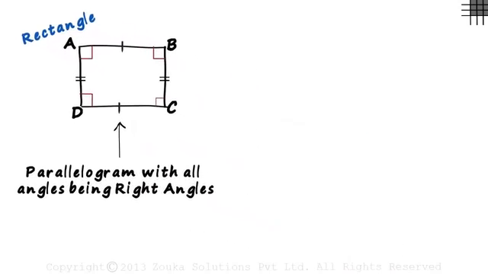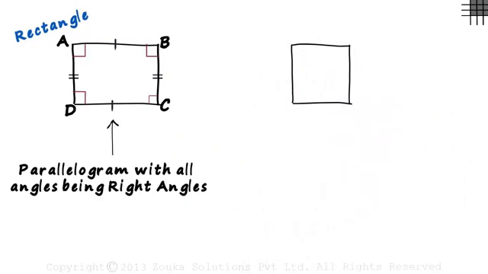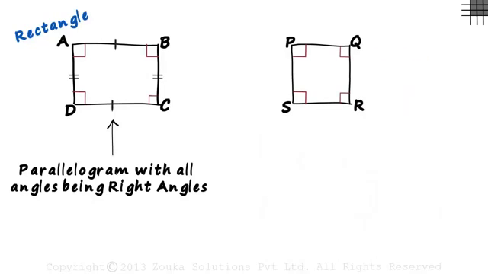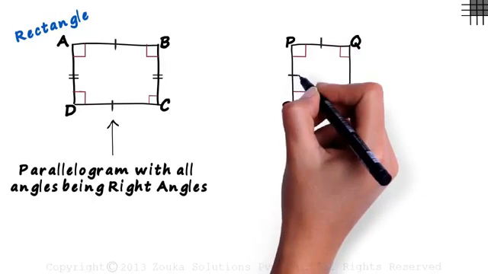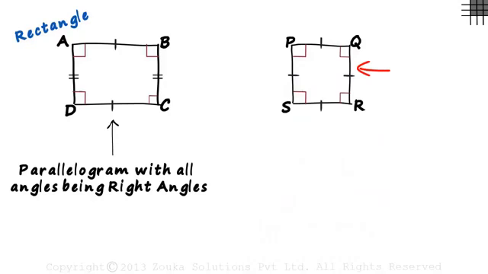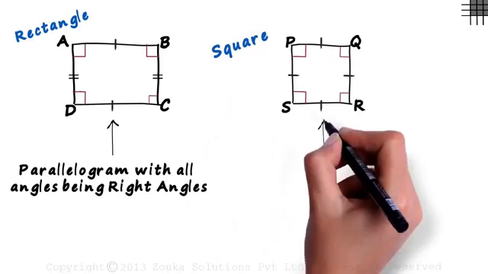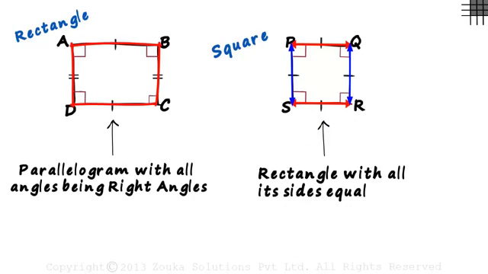Now it gets even more interesting. This quadrilateral is a special case of a rectangle. Let's call it PQRS. Like the rectangle, all its angles are right angles, but it has an additional property. All its sides are equal to each other. This type of quadrilateral is called a square. Basically, it is a rectangle with all its sides equal. The rectangle is the special case of the parallelogram, and this square is a special case of a rectangle.